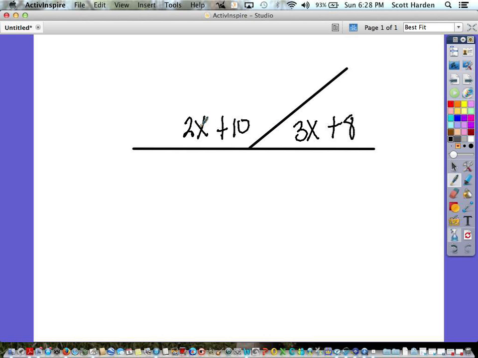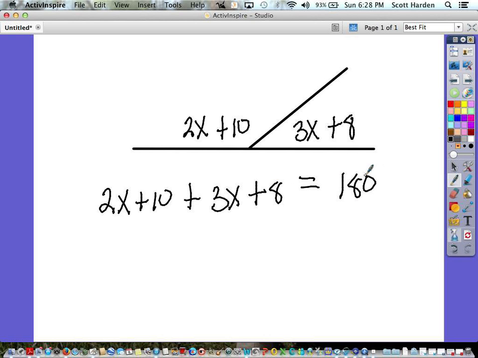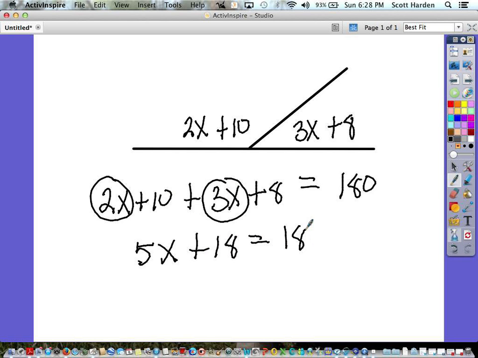What we don't know is the value of x currently. So we're going to say 2x plus 10 plus 3x plus 8 is equal to 180. We know they're supplementary, so they add up to 180. In order to solve for x, we're going to combine our like terms. 2x and 3x have the same variable and the same exponent, so we add the coefficients. 2 plus 3 is 5, and 10 plus 8 is 18, is equal to 180.